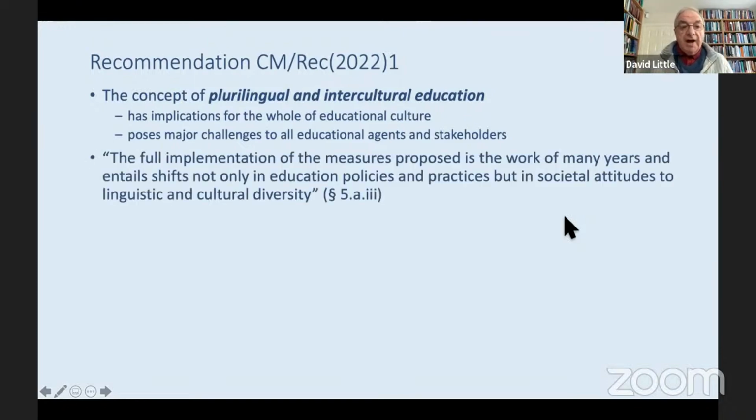As paragraph 5 of the appendix to the recommendation acknowledges, the full implementation of the measures proposed is the work of many years and entails shifts not only in education policies and practices, but in societal attitudes to linguistic and cultural diversity.